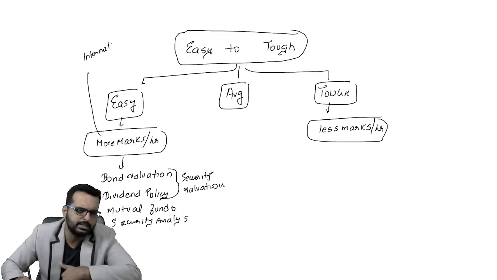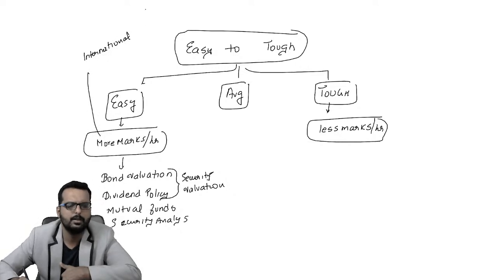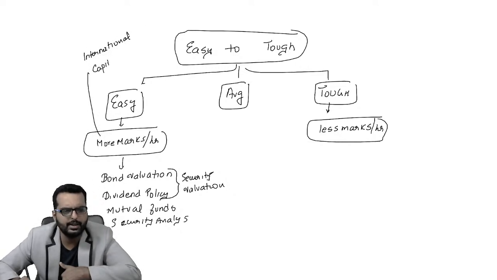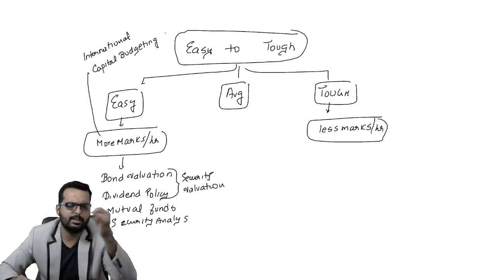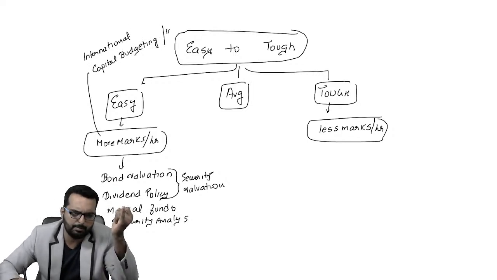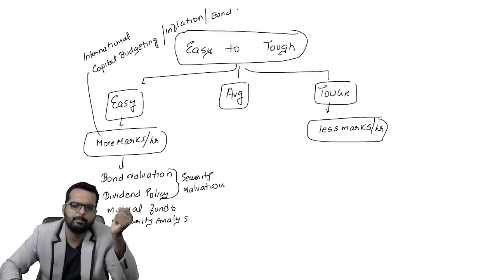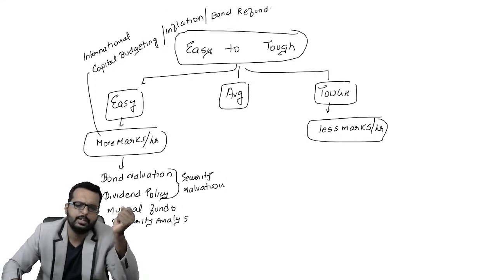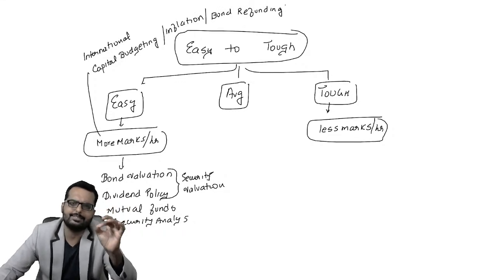International capital budgeting, or I will call it different types of capital budgeting. Here you will have international, you will have inflation capital budgeting, and you will have bond refunding. Okay, these areas, the less time you spend, you get maximum marks in this area.